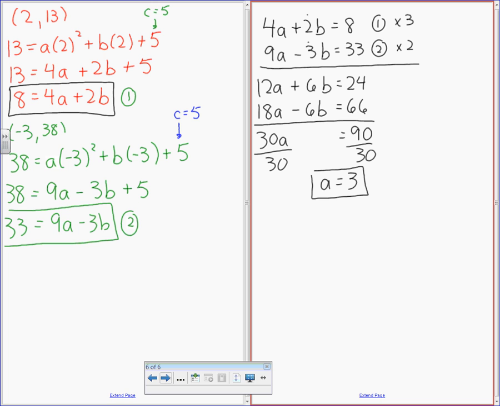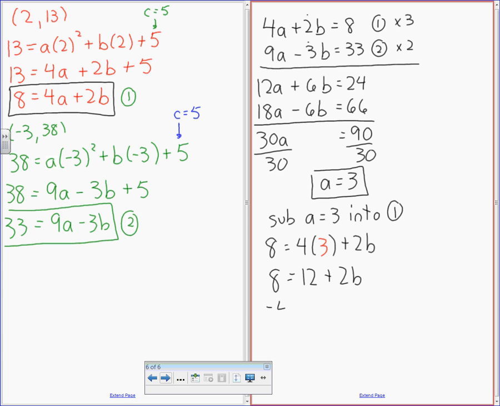Okay, to get b now, you can sub into any equation. I'm going to sub this into equation 1. I'm going to get 8 equals 4 times 3 plus 2b. 8 equals 12 plus 2b. Negative 4 equals 2b. b equals negative 2.